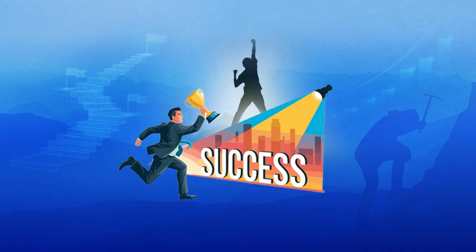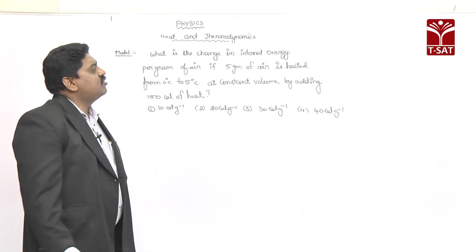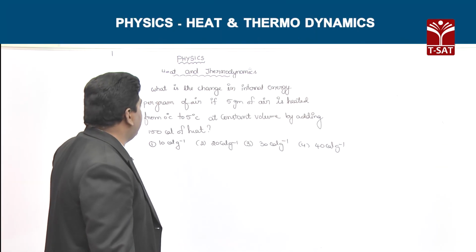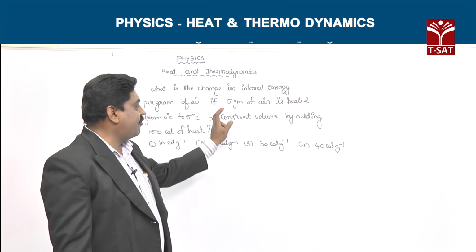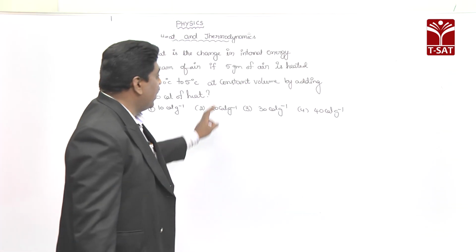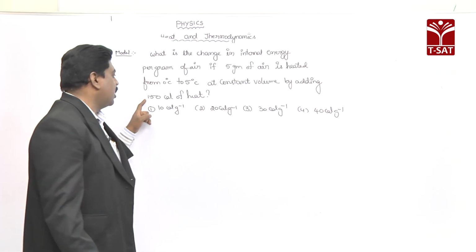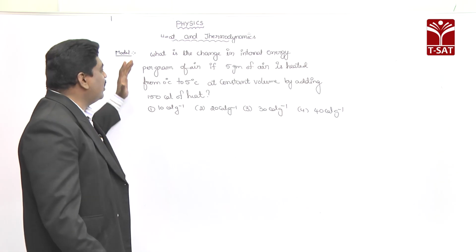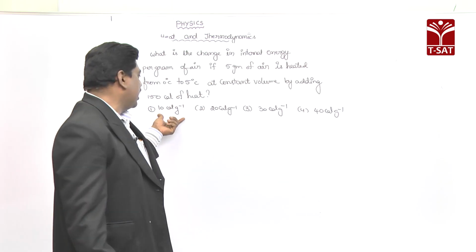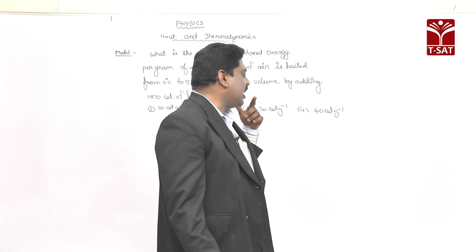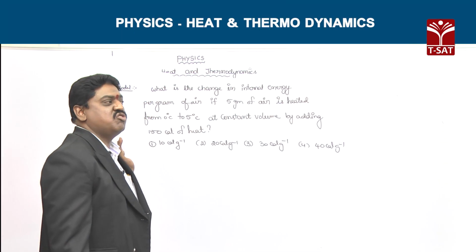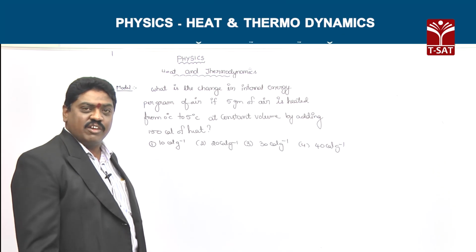Okay, fine. Now, let us see a model on change in internal energy. The problem is given as, what is the change in internal energy per gram of air if 5 grams of air is heated from 0 degrees Celsius to 5 degrees Celsius at constant volume by adding 150 calories of heat? All the units that are given are in CGS. Even the options given are 10 calorie per gram, 20 calorie per gram, 30 calorie per gram, 40 calorie per gram are also in CGS units. So, there is no change of units here.